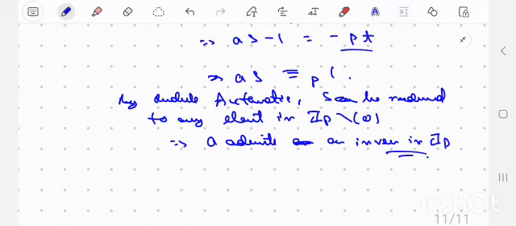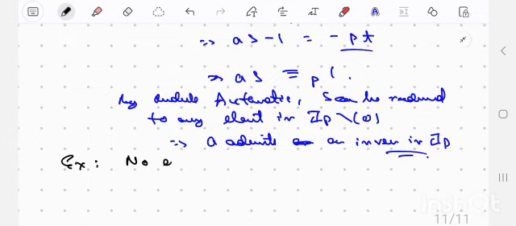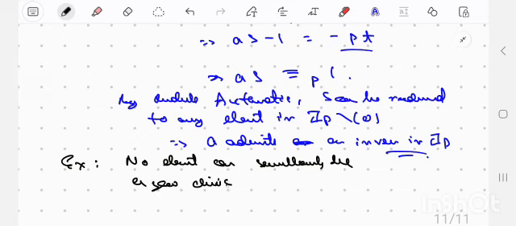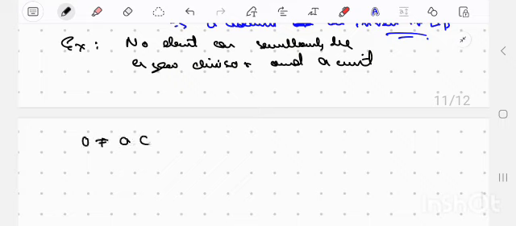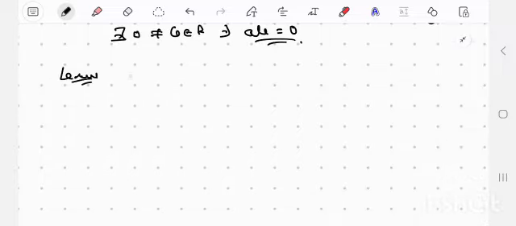Now this is an exercise you can take: no element can simultaneously be a zero divisor and a unit. I haven't defined what a zero divisor is, so let me explain. A non-zero element a in a ring R is said to be a zero divisor if there exists a non-zero element b in R such that ab is equal to 0. Using this definition, an integral domain is a ring which has no zero divisors. This is a lemma, an immediate observation: every field is a domain.